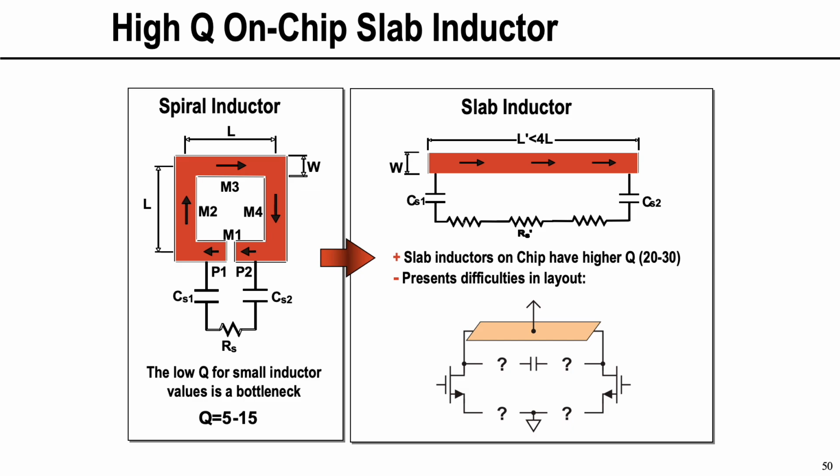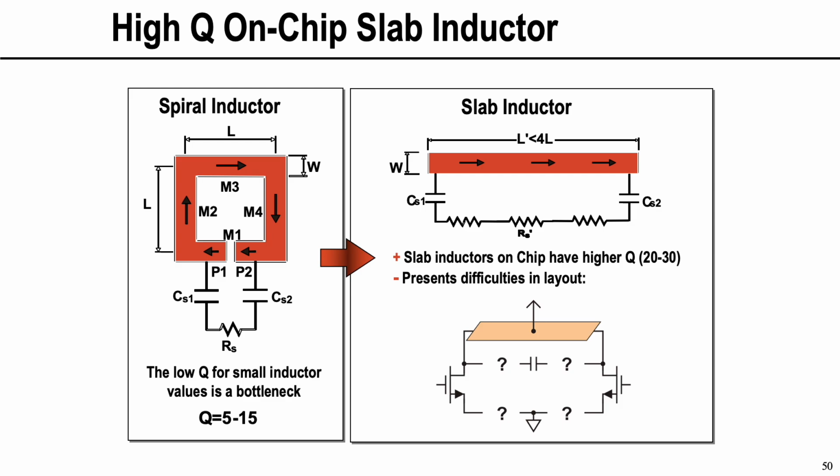Anyway, so if you could use these slab inductors, which is basically a straight line, they would be better, because then for a given inductance, you can make them shorter and have less loss. Also, they don't have current crowding, things of that sort, and that would be nice. But the problem is you cannot connect to them properly. How do you connect to them?